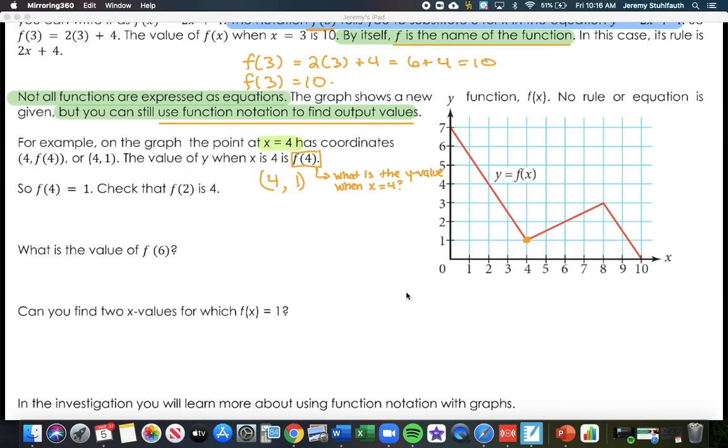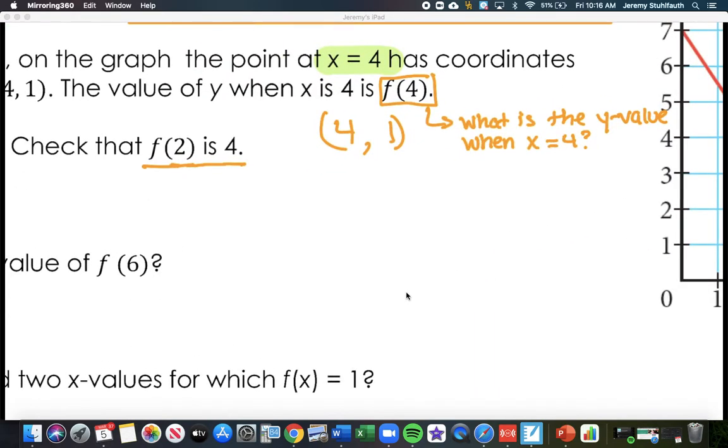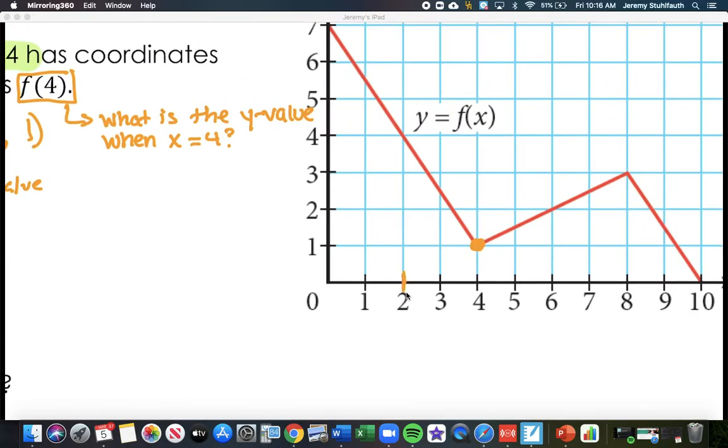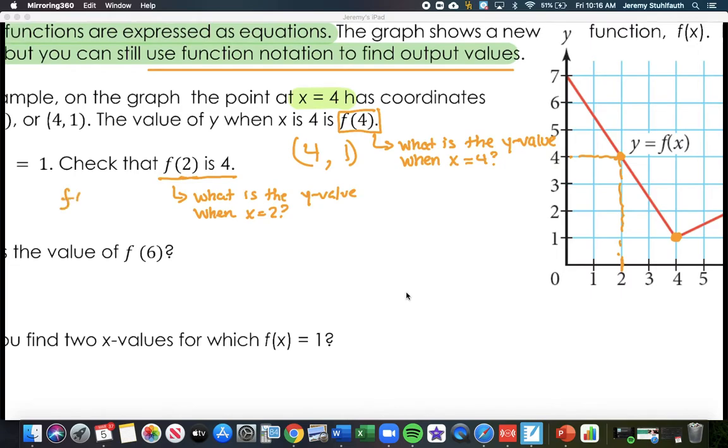So if we check f(2), we want to see, does f(2) equal 4? Again, what is this asking? It's saying, what is the y value when x equals 2? We want to see, is it 4? If you look at x equals 2 right here and go up to your graph, you'll see that the y value is in fact 4. So we would say that f(2) = 4.